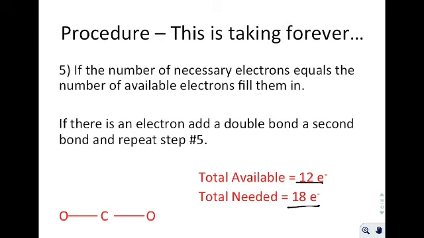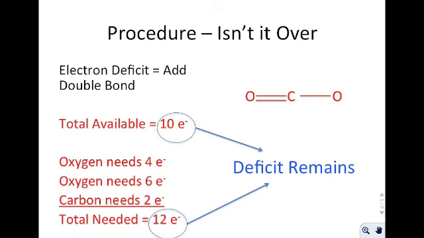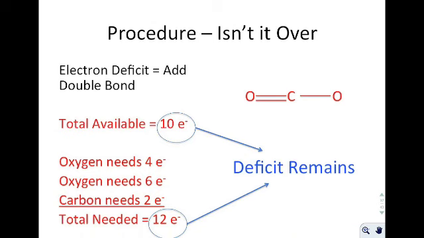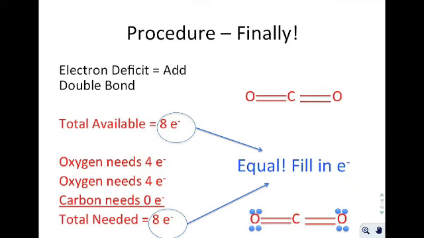So what I would need to do is add in a double bond. I would add in a double bond and subtract 2 more electrons from my total. When I subtract 2 more electrons from my total, I would say, well, I still have a need. And then I would do it again. I would add a double bond, and I would see that my available electrons equals my total need, and then I can fill my electrons in. And I can see that carbon dioxide consists of 2 double bonds to carbon. If you look, carbon has no free electrons attached to it like oxygen does.